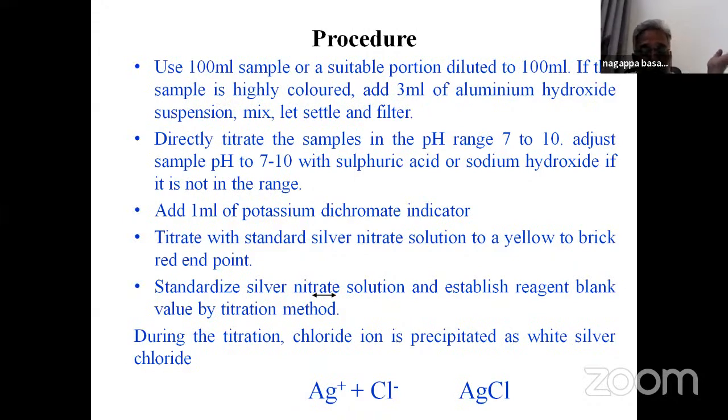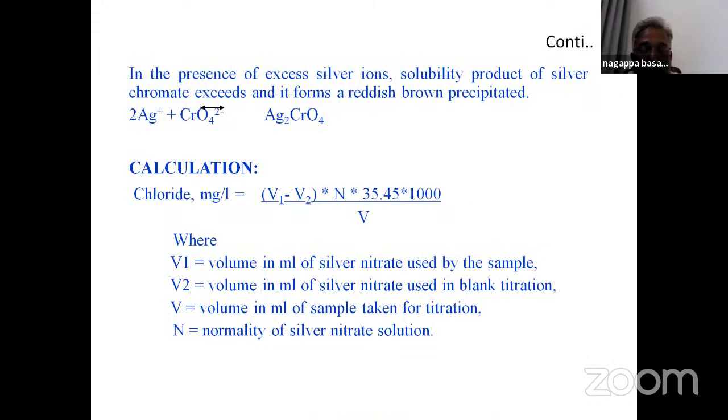Silver reacts with chloride to give silver chloride as the final product. After complete exhaustion of chloride, silver starts reacting with chromate ion, forming a brick red color. That is the endpoint. This is the calculation we have to use: V1 minus V2 into normality of silver nitrate into 35.45, the molecular weight of chloride, into 1000, divided by ml of sample taken. Those who are doing research in water analysis, please use this method, which has the same equation.